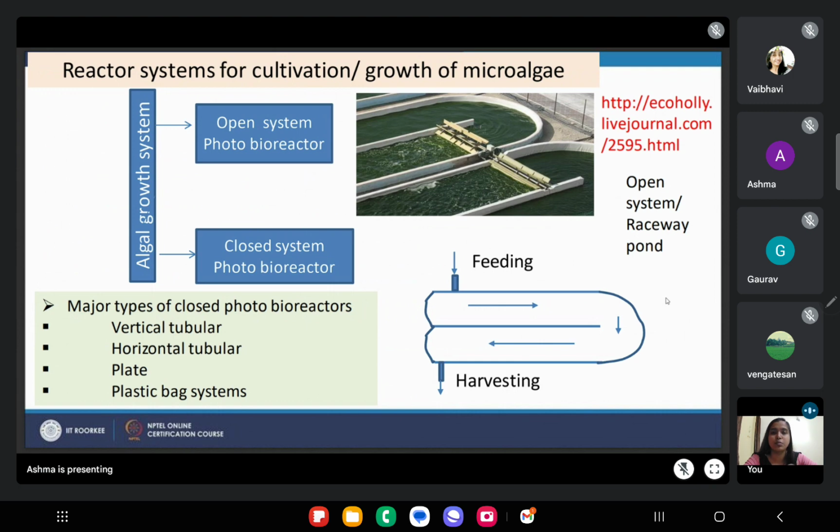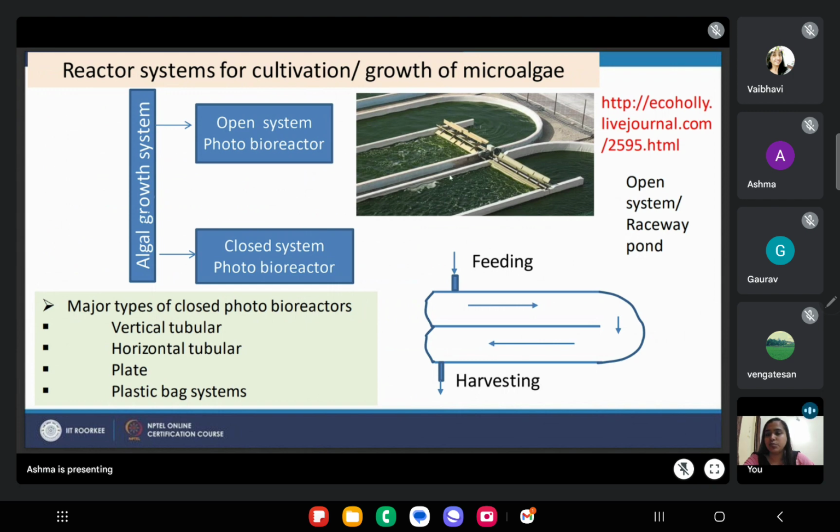Here the first picture is for the open system, where there is a pond-like system and algae is grown, and generally algae floats at the top of the surface and from the top it is harvested.